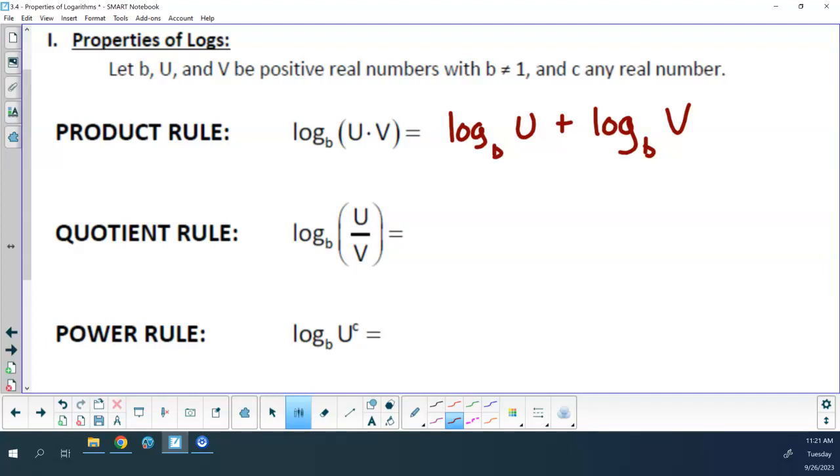So if you're multiplying in the argument, you can split that up into 2 or 3 or 4 or however many things you're multiplying, and they're separated by addition. If we're dividing, then we can separate them with a subtraction.